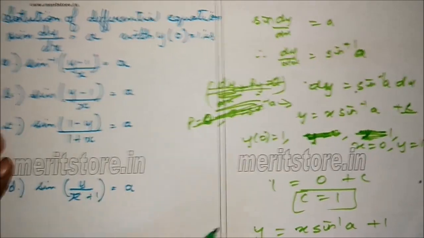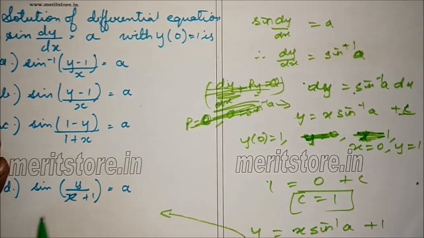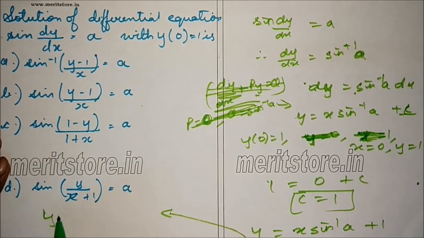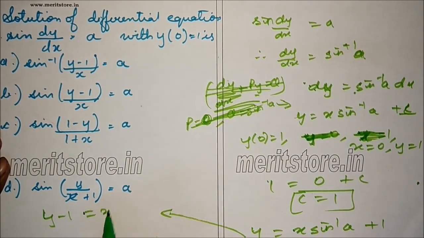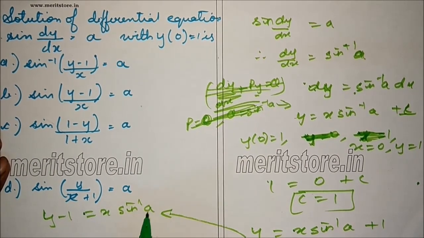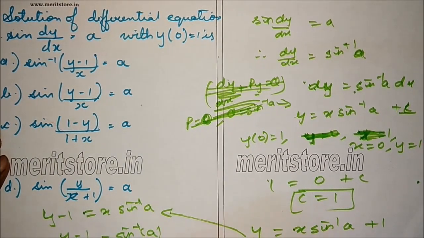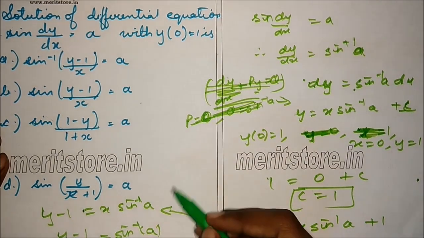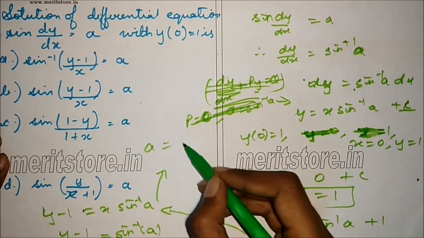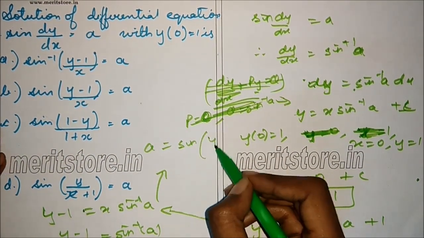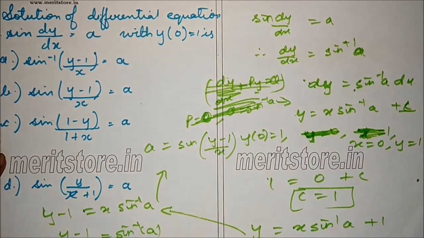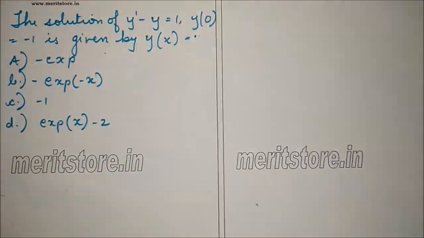That is equal to y minus 1 equals x sine inverse of a. That is equal to y minus 1 by x equals sine inverse of a. So therefore a will be equal to sine of y minus 1 by x, which is option B.